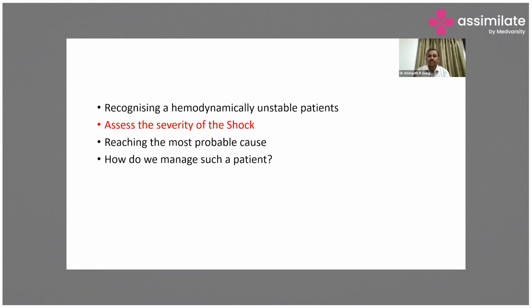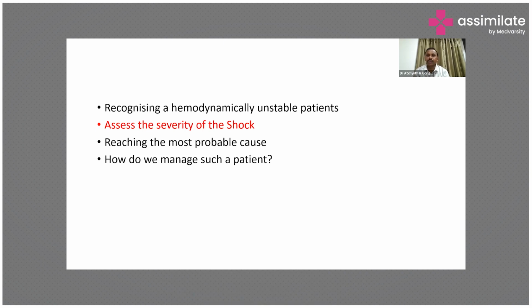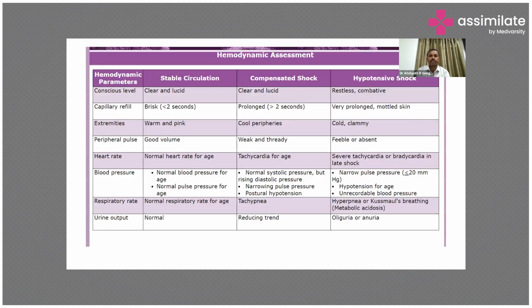And so if you come across a patient with some of these parameters, how do you assess the severity and what is shock? So we define shock as a state where the tissue perfusion is not adequate. So the tissues are not getting the proper blood supply, adequate oxygen supply, or the nutrient supply. And this is the state we call shock. And how do we assess the severity of shock?